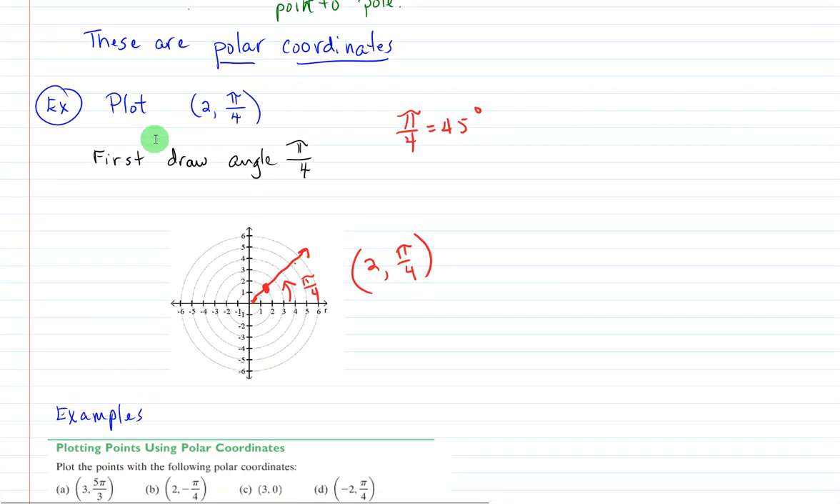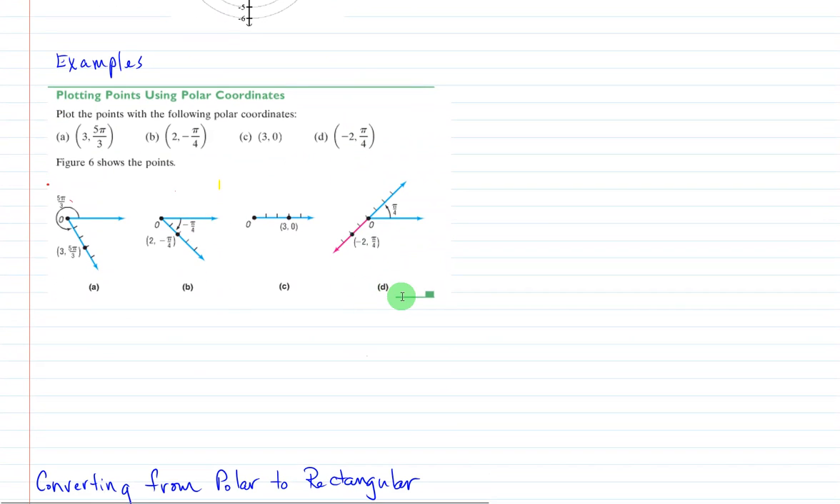So if you were asked to plot 2 comma pi over 4, so in this grid, pi over 4 is 45 degrees, but you are at 2 from the origin or the pole, so your point is right there. That is 2 comma pi over 4. So in your homework, you may have some that look like this, and you're plotting the points and you're picking the right thing.